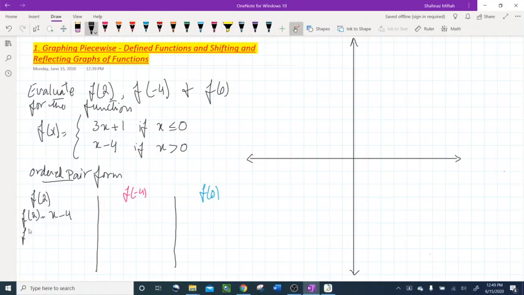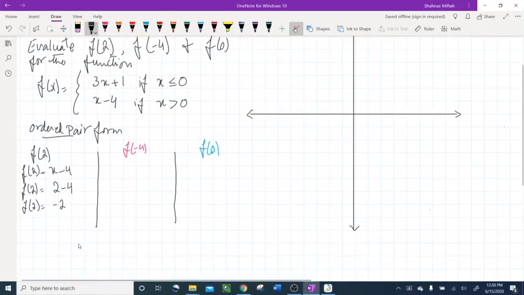Plug it in, f of 2 equals 2 minus 4, which gives me f of 2 equals negative 2. They said the answer is supposed to be in ordered pair form, so the x value is 2, since x goes first and y goes second. So this is my ordered pair. Let's try this one, negative 4.